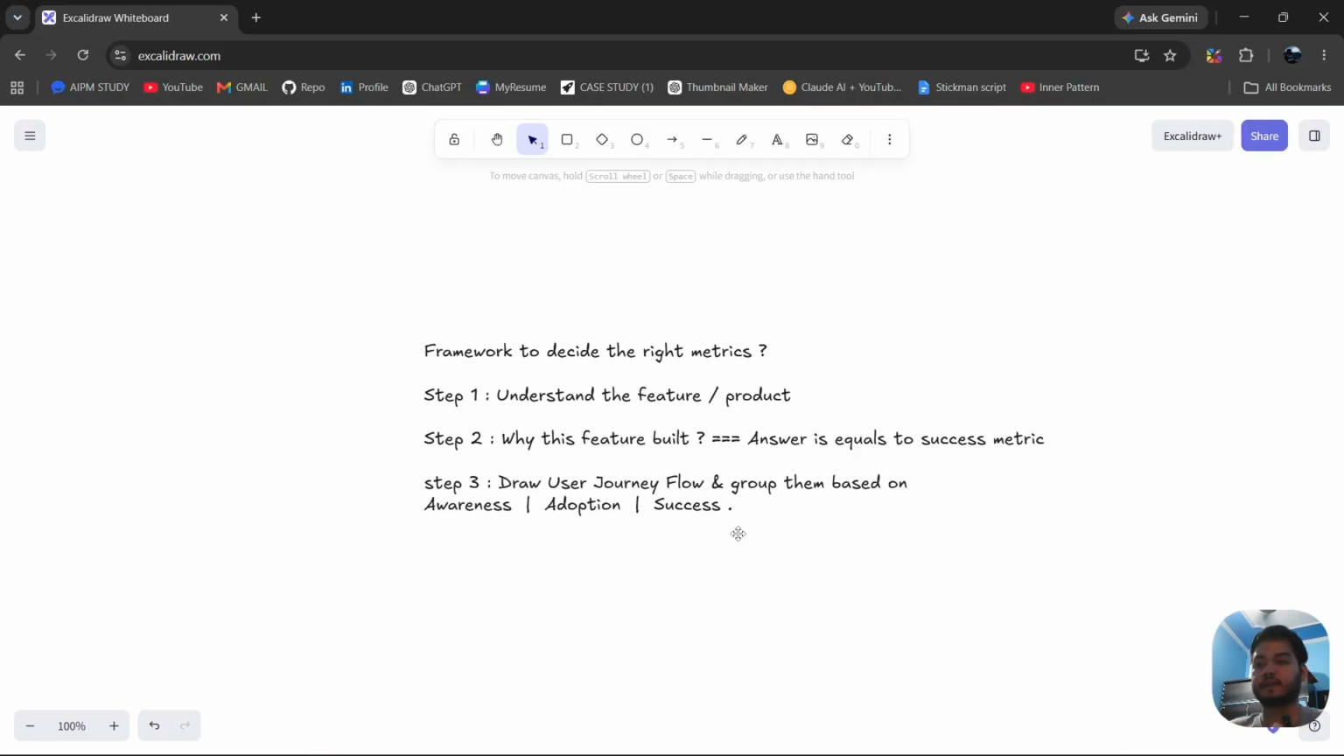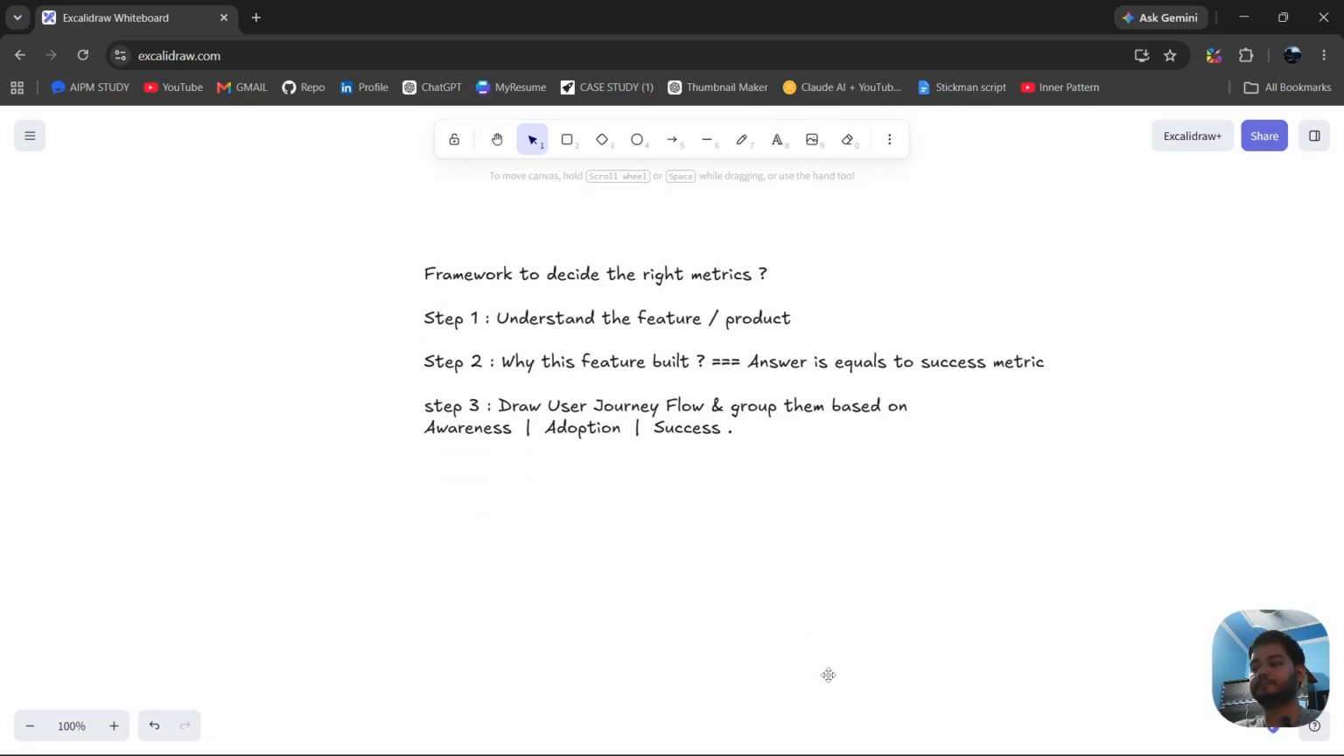And then comes success, which means a metric that will define why this feature or product was built in the first place. So these are the three things you need to keep in mind and ask yourself multiple times in a structured manner to decide the right metric for any product.